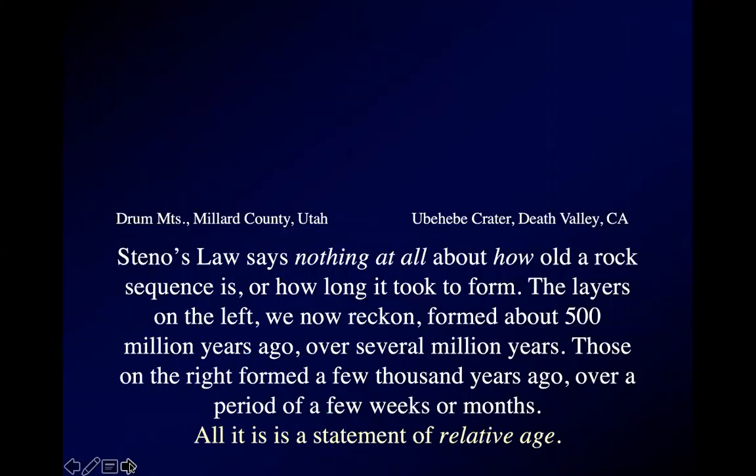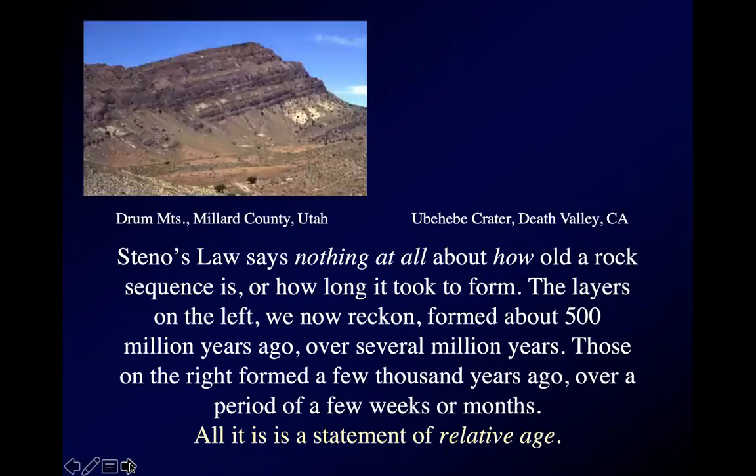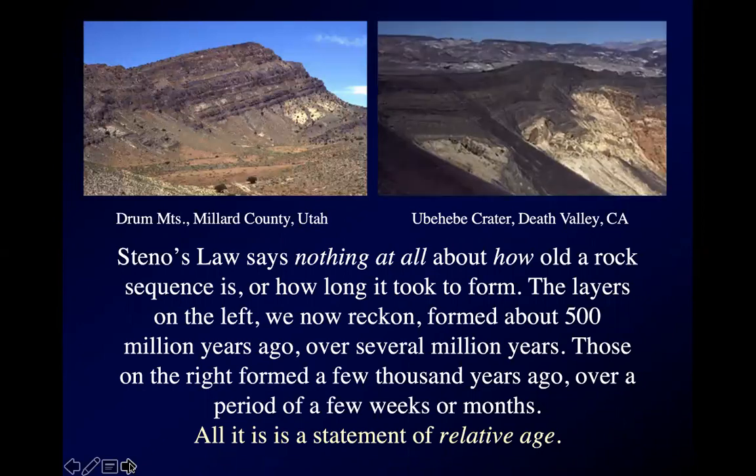Steno's law does not say anything about how old a set of rocks are or how long they took to form. On the left, some rocks that I have explored in my traveling days in western Utah. Those are limestone layers in the Drum Mountains. You can see they're layered. We now reckon that they formed roughly 500 million years ago, and it took several million years to form them.